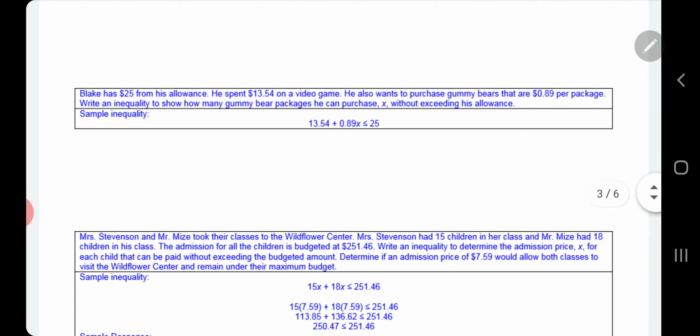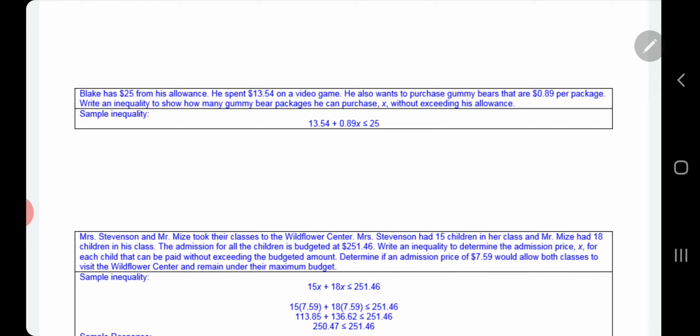Okay. Blake has $25 from his allowance. He spent $13.54 on a video game. He also wants to purchase gummy bears that are 89 cents per package. Write an inequality to show how many gummy bear packages he can purchase, X, without exceeding his allowance.